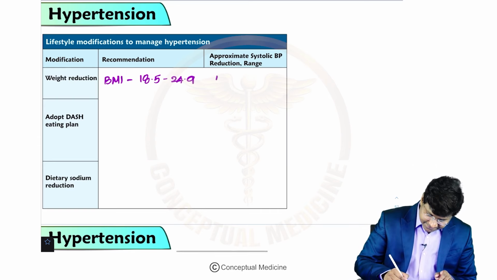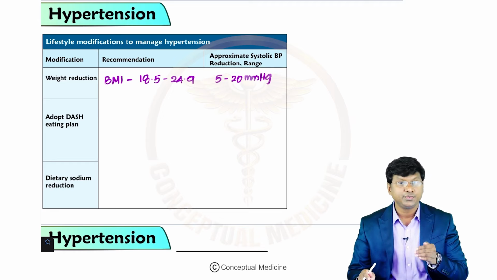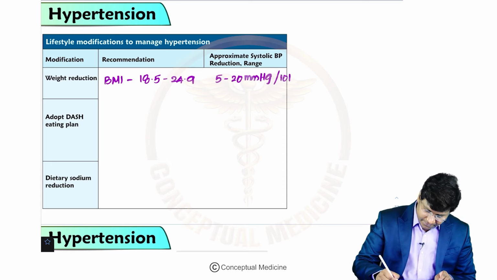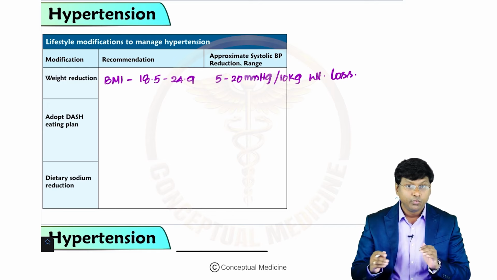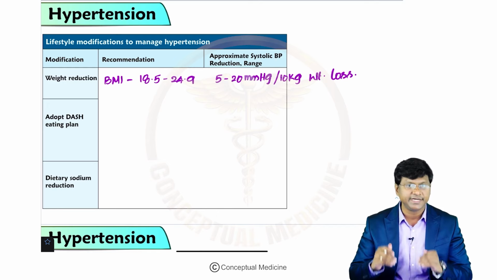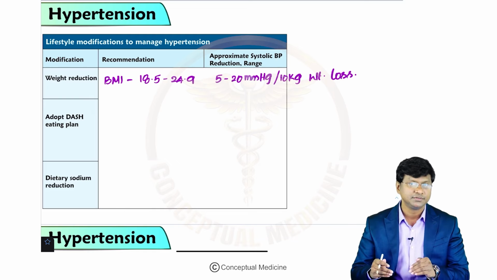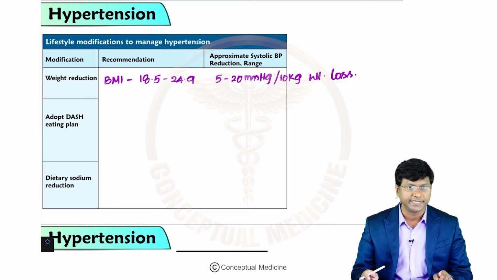When this particular BMI is maintained, or in an obese individual where the BMI has been reduced to 18.5 to 24.9, what is the advantage? The systolic blood pressure reduction will be there if the adequate BMI is maintained. That is 5 to 20 millimeters of mercury per 10 kg weight loss will be the systolic blood pressure reduction when you maintain the BMI of 18.5 to 24.9.